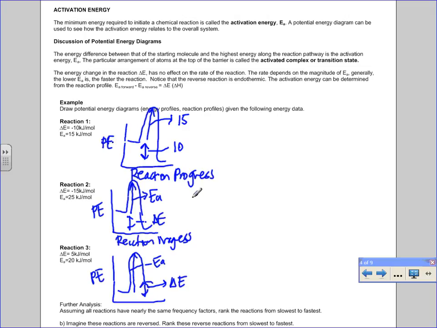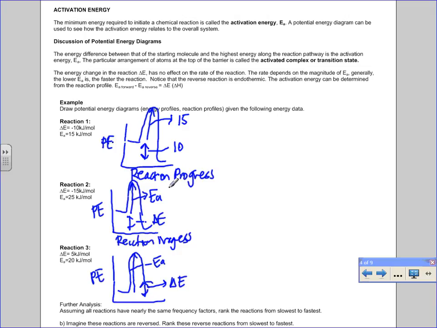But when we want to consider the kinetics of the reaction or the speed, it's the activation energy that we want to consider, because the activation energy is telling us how much energy those molecules need for an effective collision. So the more energy they need, the less likely the reaction is going to occur quickly. So in this case, reaction 2 is going to be the slowest in the forward direction.